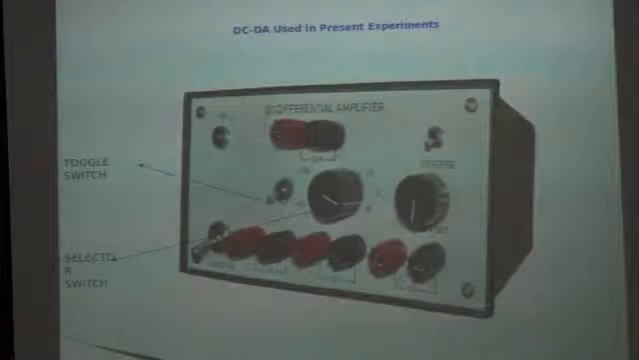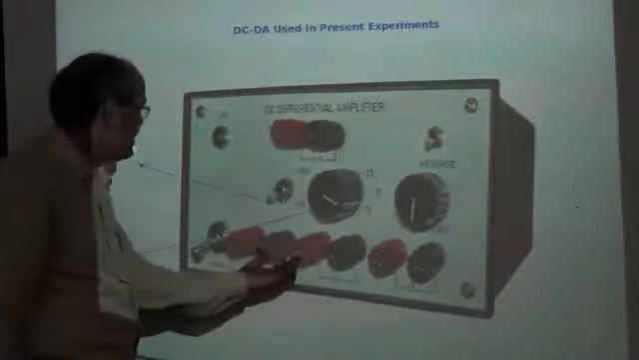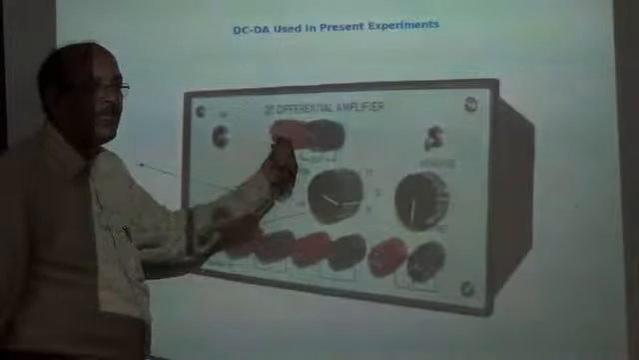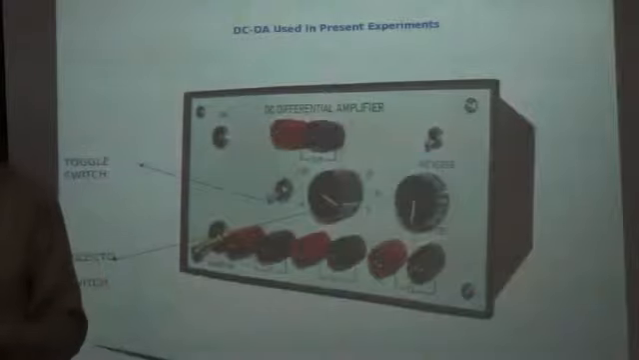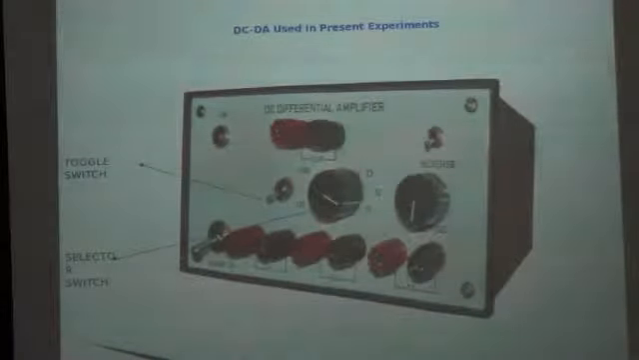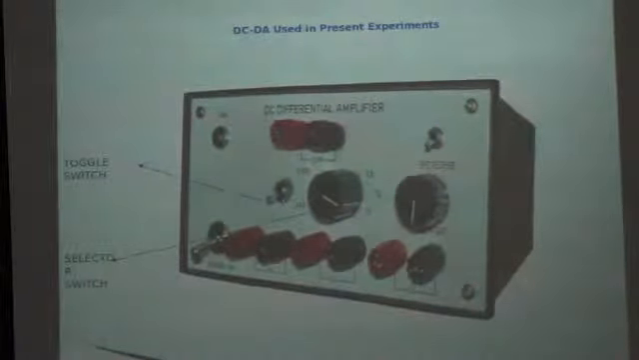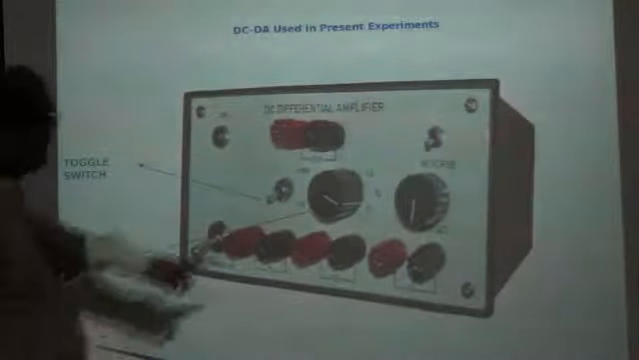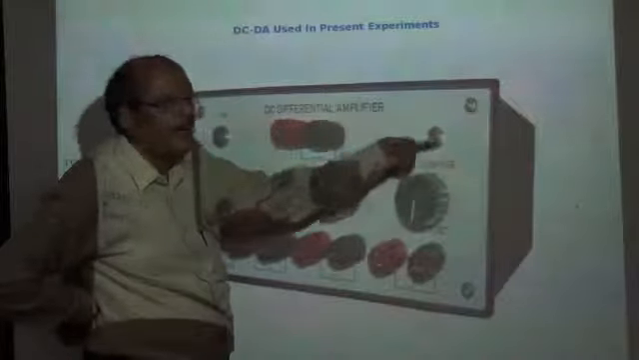So we connect these terminals to ground, connect the multimeter here, and play with the offset knob to minimize the offset. It will not be exactly 0. If it is 1 millivolt, 2 millivolts, 3 millivolts, it's okay. We have to reduce it close to 0. Then there is a switch called the reverse switch.